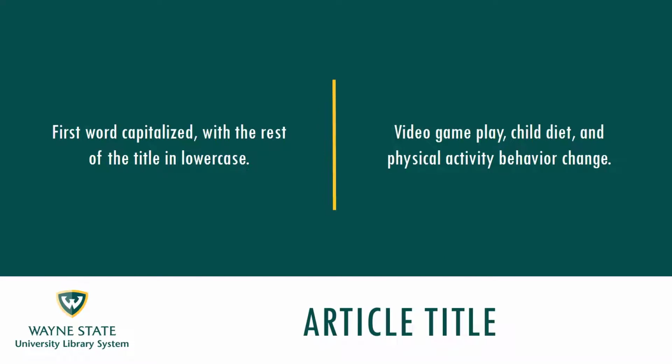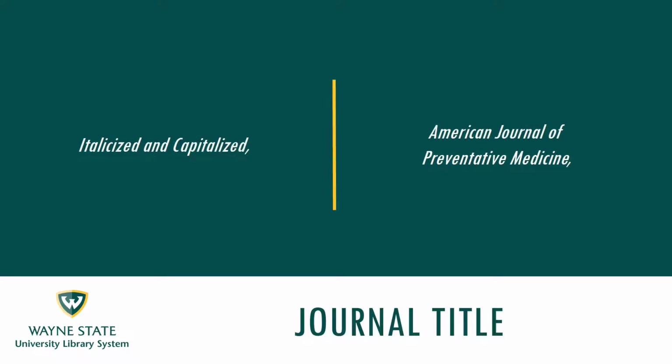After the date comes the title. The article title is the title of the specific article and not the journal that the article was published in. Only the first word of the title should be capitalized, except for proper nouns or any word following a colon. The journal title follows the article title next in the citation. The journal title should be italicized, capitalized, and followed by a comma.